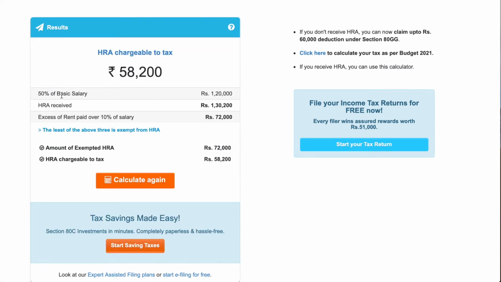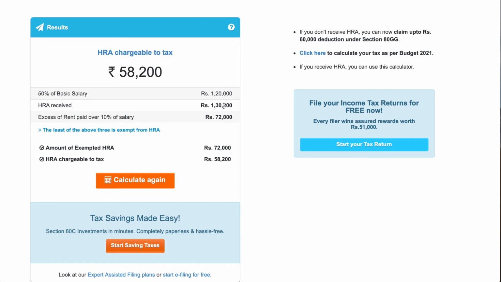Ideally, it will show you three categories. The first one is 50% of the basic salary, which comes around 1,20,000. After that, it shows the total house rent allowance received, which is around 1,30,200 rupees. The third component is the excess of rent you paid over 10% of the basic salary, which comes around 72,000.